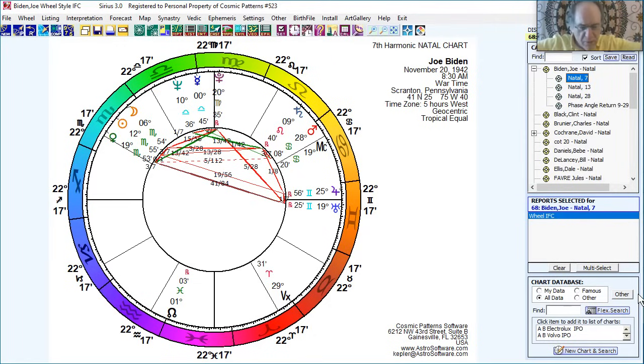Weak. It's not the 6-degree orb on the conjunction. None of the squares are super strong. One of them is just barely within orb. That thin Sun square Saturn. You just feel this is a weak pattern. You don't have to worry about all the little details. Just think to yourself, a weak 7 vibration.